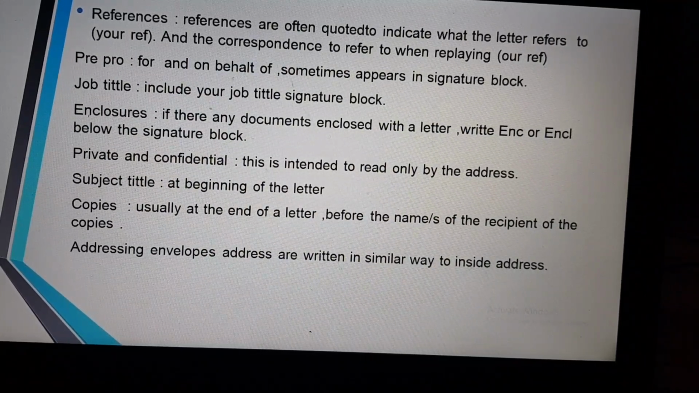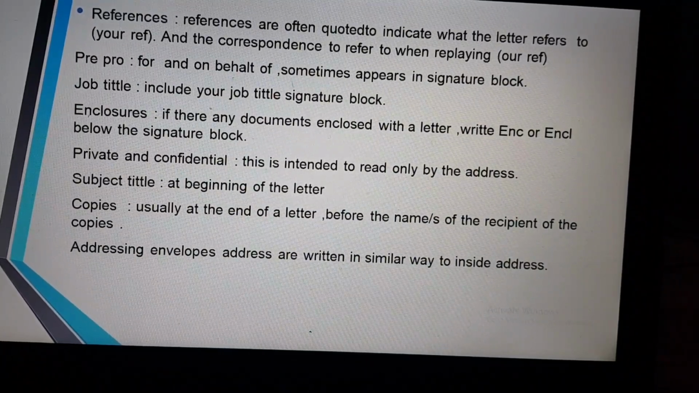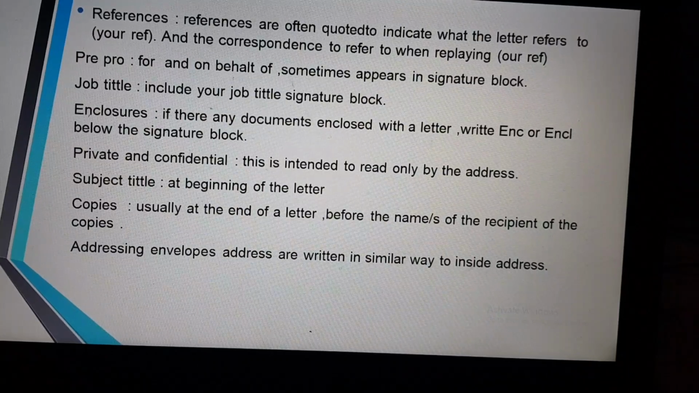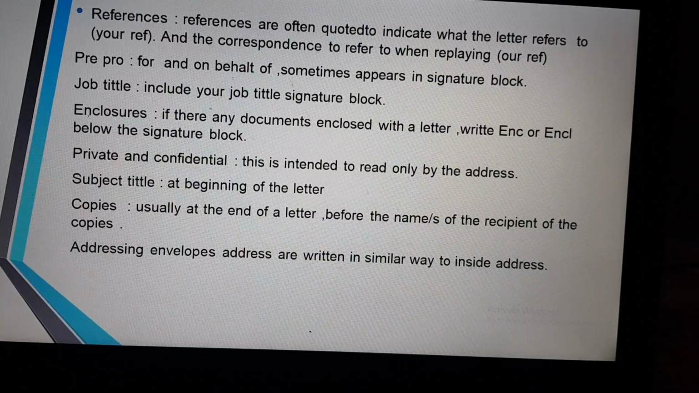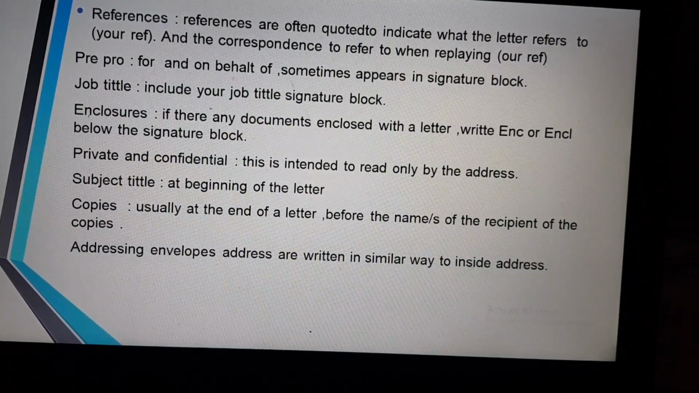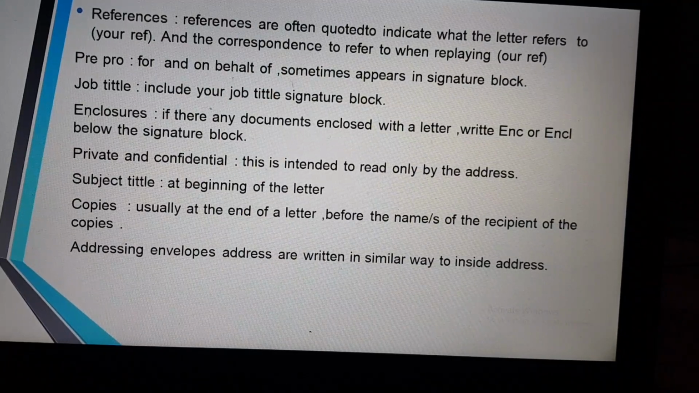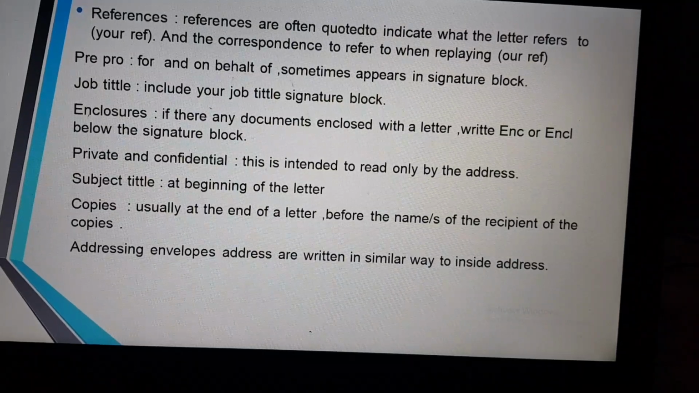Subject title at the beginning of the letter. Copy is usually at the end of the letter, before the name or as of the recipients of the copies. Addressing envelopes: the address and name are written in a similar way to the inside address.